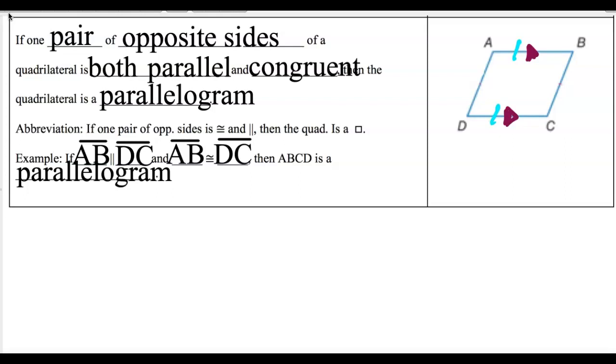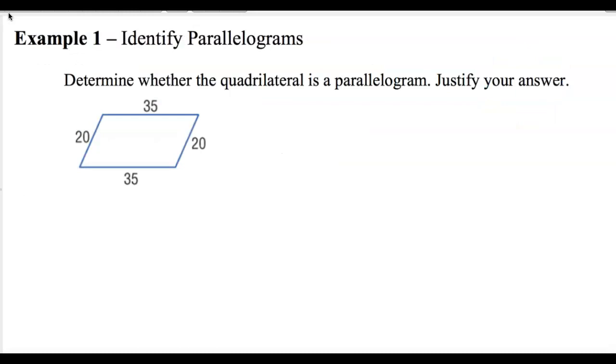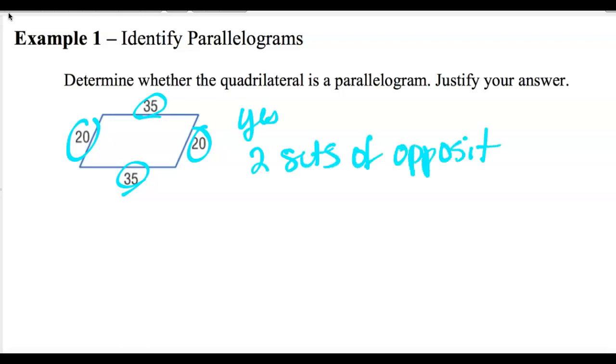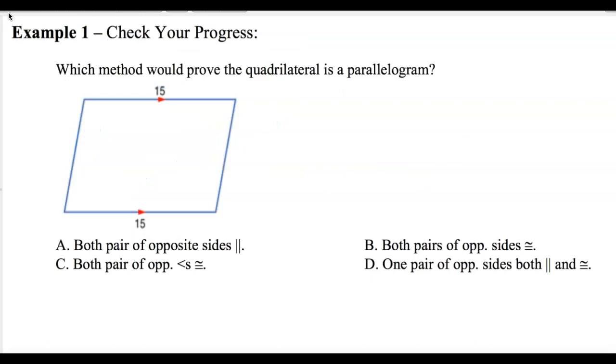Okay, so now we're going to be looking at being able to justify which of those four allows us to make this statement. In this case, I'm given sides, and this would be yes, because I have two sets of opposite sides that are congruent. Alright, the next one, which method would prove that this is a parallelogram? Again, the red triangles mean that they are parallel, and they are given the same measure of 15, so it would be letter D.